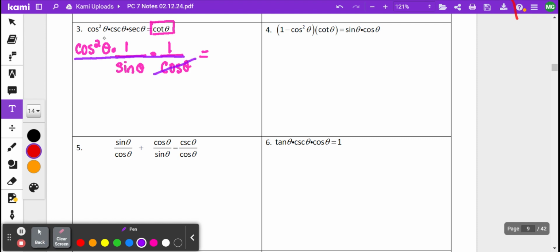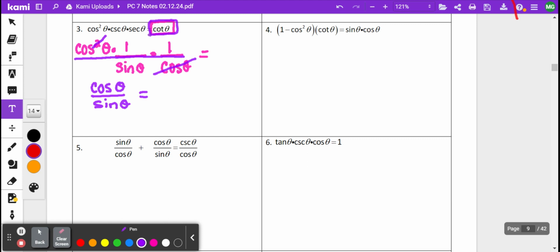Cosine of theta will cancel with one of those cosine squareds of theta. So we'll take one of those away. And what that leaves us with is cosine of theta over sine of theta. Now keep the end in sight. We are trying to get the left side to equal cotangent of theta.